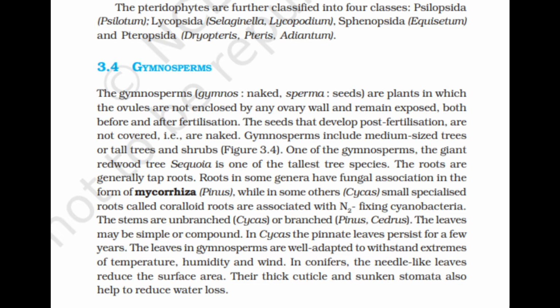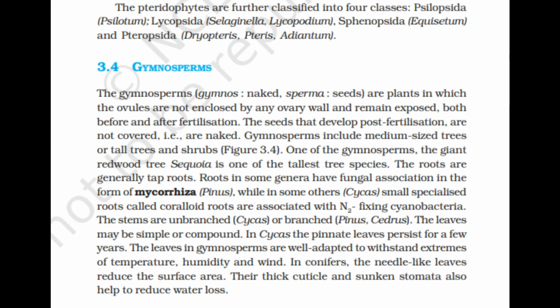The roots are generally taproots. Roots in some genera have fungal association in the form of mycorrhiza, that is in Pinus, while in some others, that is in Cycas, small specialized roots called coralloid roots are associated with nitrogen-fixing cyanobacteria. The stems are unbranched or branched. The leaves may be simple or compound. In Cycas, the pinnate leaves persist for a few years.